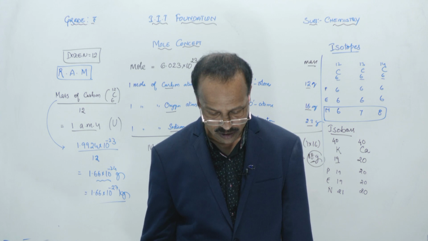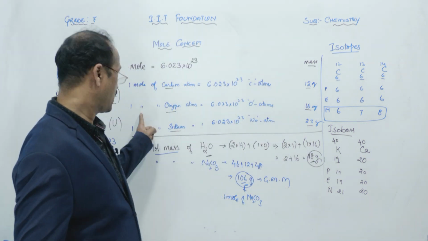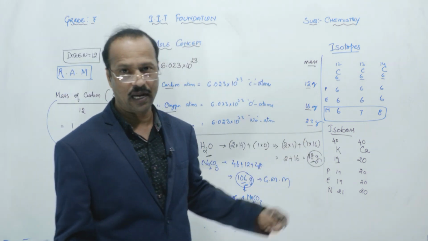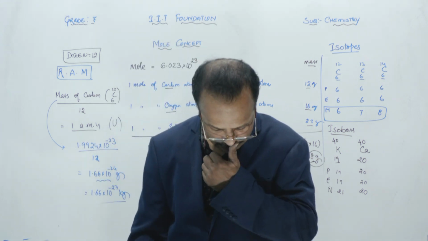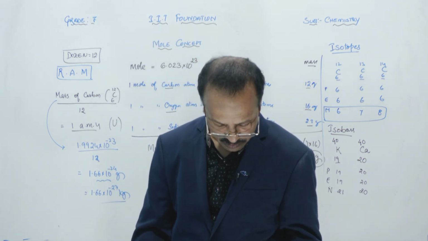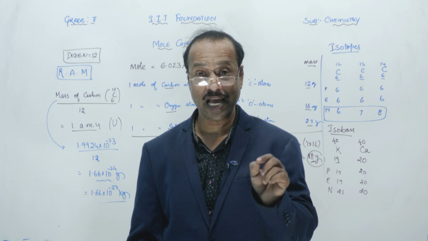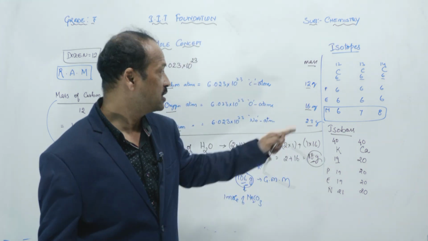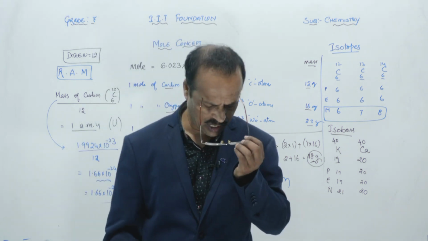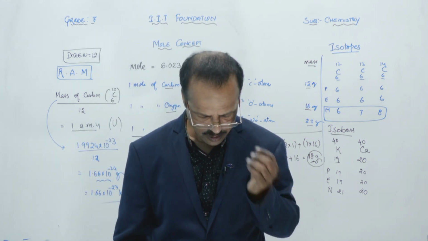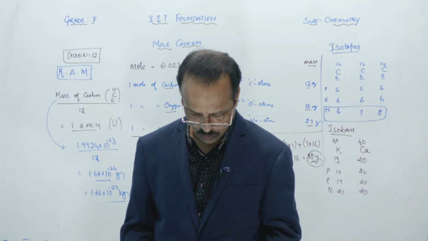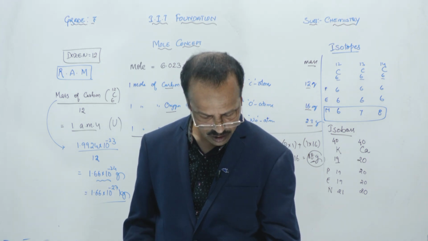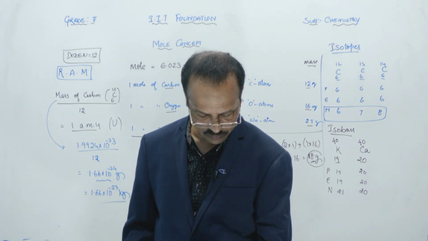Now, gram molecular weight of oxygen. Already we discussed here, oxygen atom is 16 grams. The option given is oxygen gas. Oxygen gas means what? The formula is O2. Each oxygen is 16, so 2 times 16 is 32, so the answer is 32 grams.